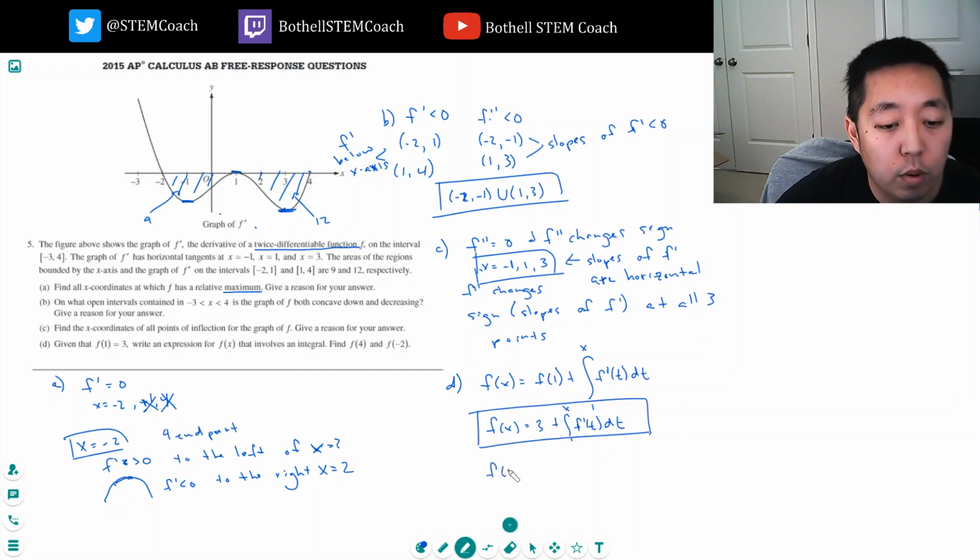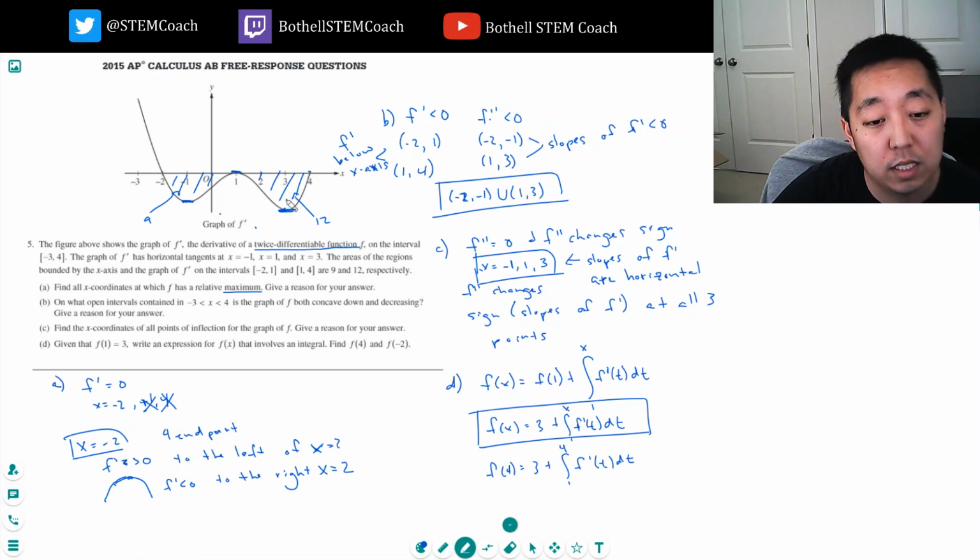Now f of 4 would be equal to 3 plus the integral from 1 to 4 of f prime of t dt. So the integral is the area between 1 and 4. Now they said this area was 12, but because it's below the x-axis, the integral is negative 12. So f of 4 is 3 minus 12, which equals negative 9.